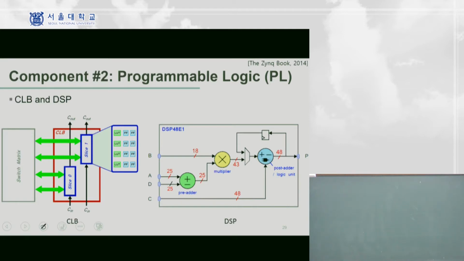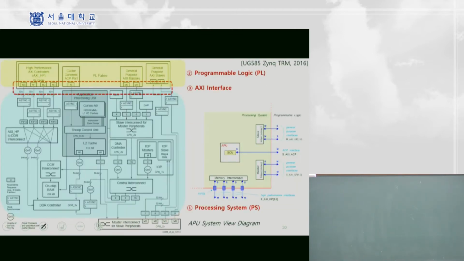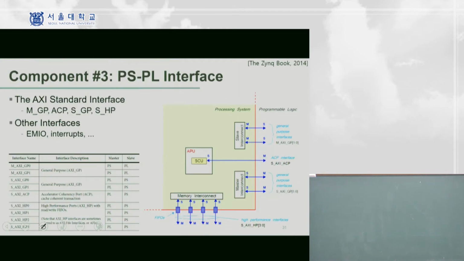And the last piece was the interconnect, right? Now we have a processing system and programmable logic, PS and PL, and we need to interconnect them to make a whole system. More specifically, that is the AXI interface. So that's the last piece, right?